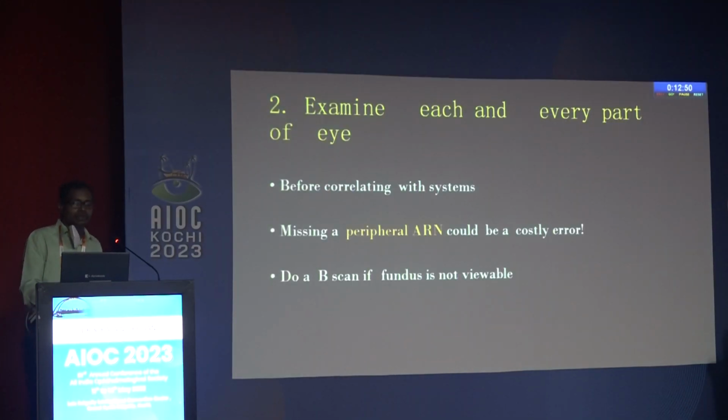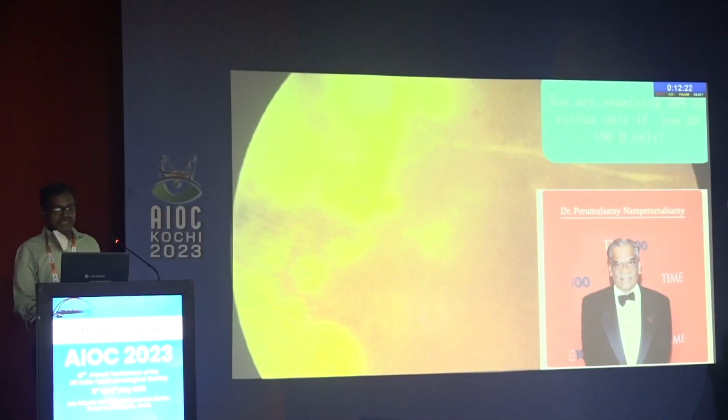The second point in the evaluation of uveitis is to evaluate and examine each and every part of the eye. Before correlating the symptoms, we need to be very, very careful that we examine the eye properly. A lot of people forget that there are 2 eyes and the eye is part of a body system. So you can't say that I did not do IO, I missed the peripheral AR, and nobody will excuse us. If the fundus is not viewable, B-scan is always there.